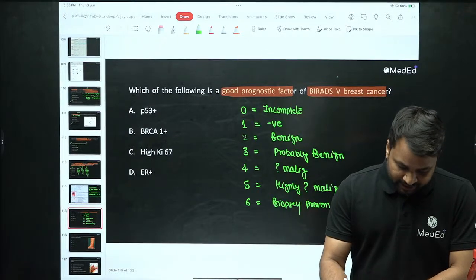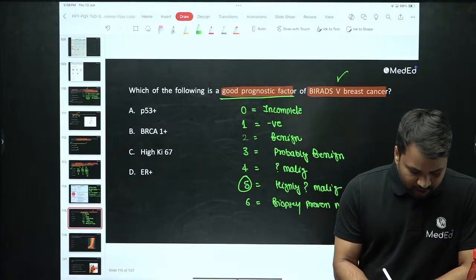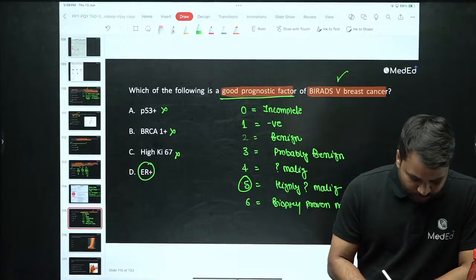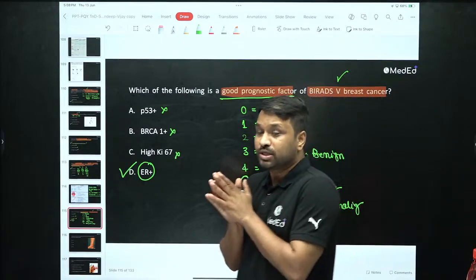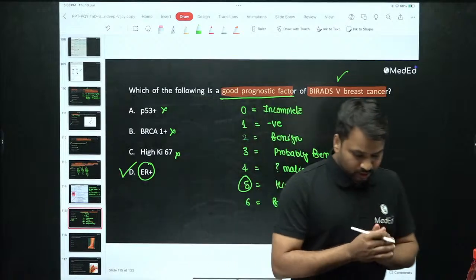Now here we have category 5, that is highly suggestive of malignancy. What is a good prognostic factor? None of the genetic components are a good prognostic factor. Receptor status positive is a good prognostic factor because they are going to be responsive towards your hormonal therapy.